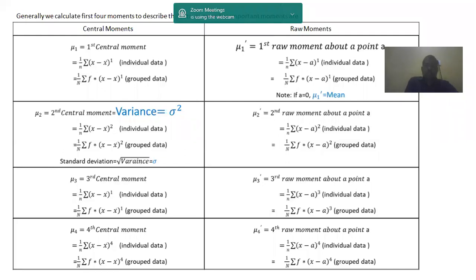So here is the table, which helps us to calculate both kinds of moments, central moments and raw moments. The left side column gives the first four central moments' respective formulas for the individual data as well as grouped data. The right side column belongs to the raw moments. If instead of a you take 0, then it will generate raw moments about the origin.